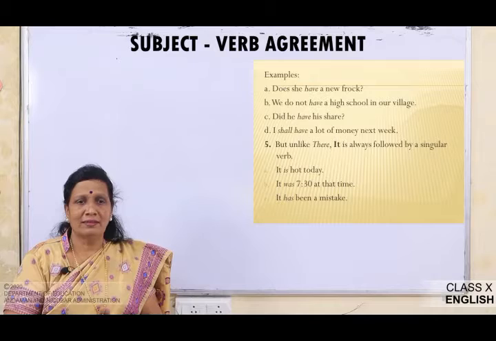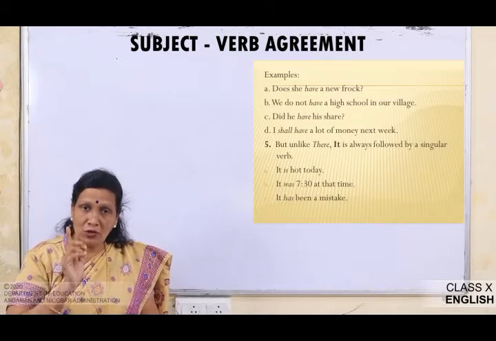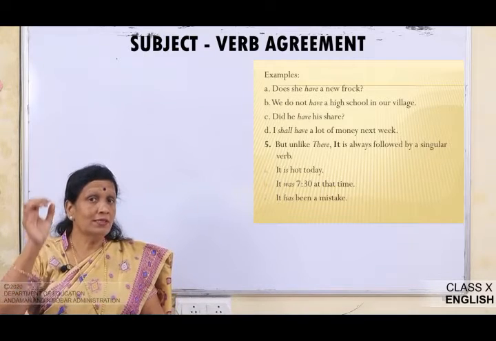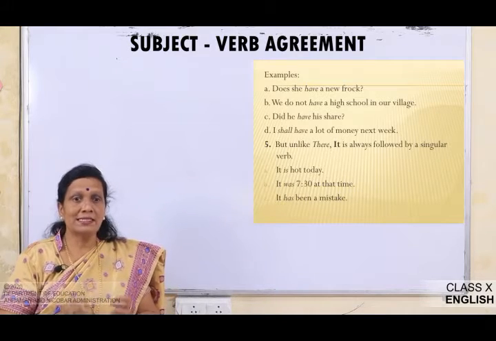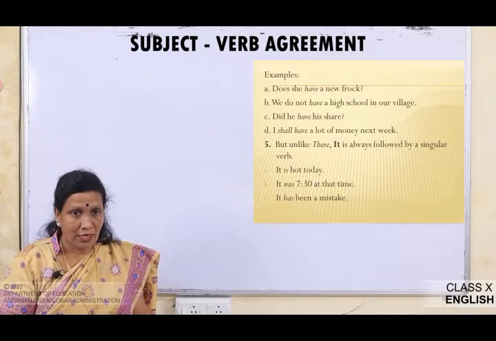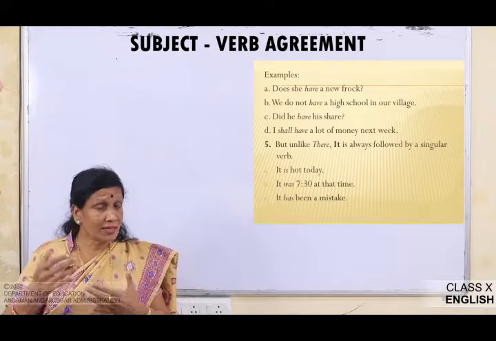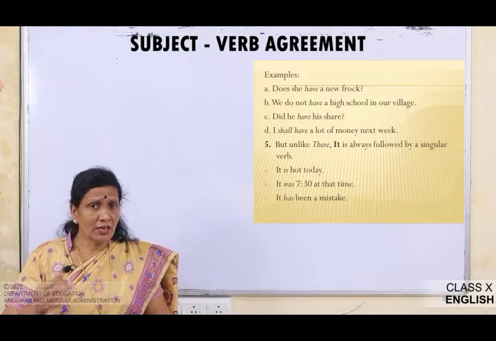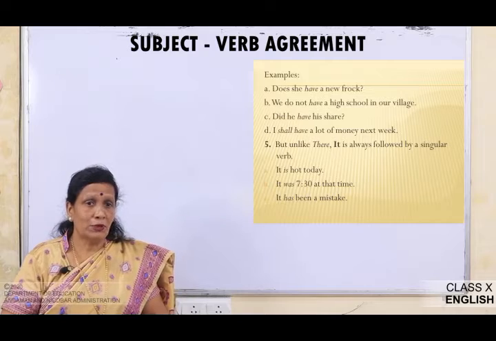But unlike there, it is always followed by a singular verb. With it, we always use the singular verb. For example, it is hot today. It was 7:30 at that time. It has been a mistake. So, children, with it, we always use the singular verb.